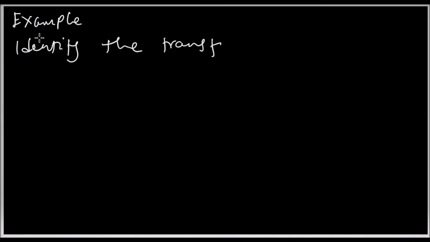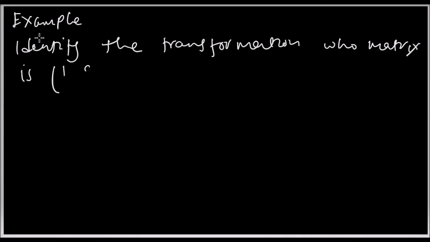So we have an example here. We are told to identify the transformation whose matrix is 1 0 0 1. So we want to find out what transformation is represented by this matrix.